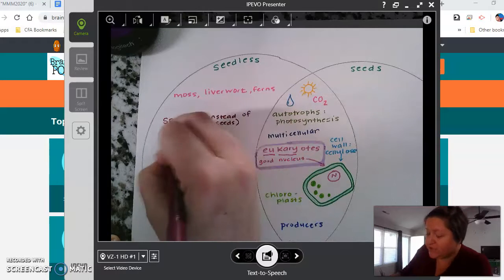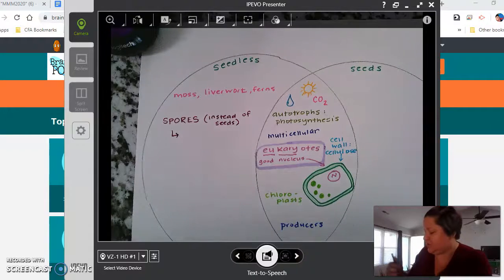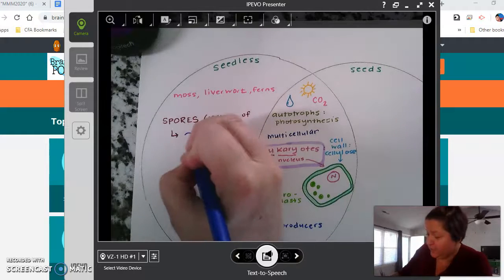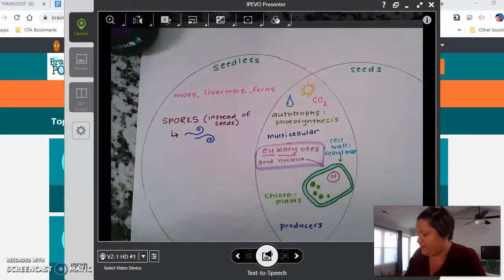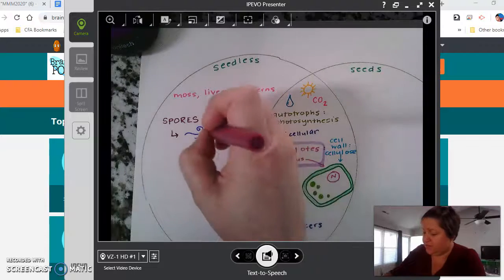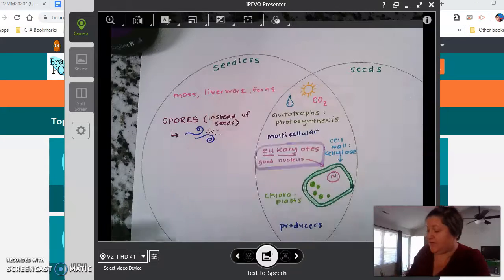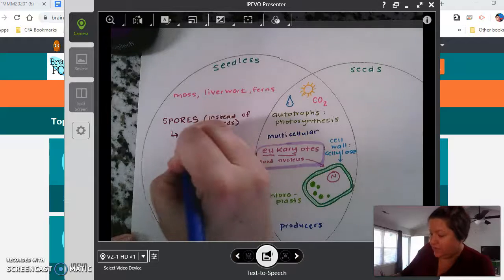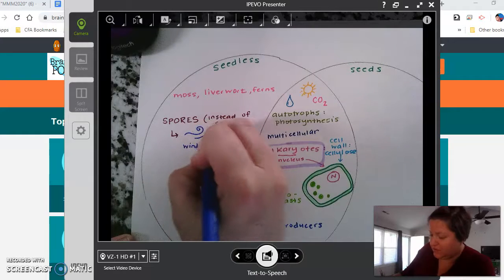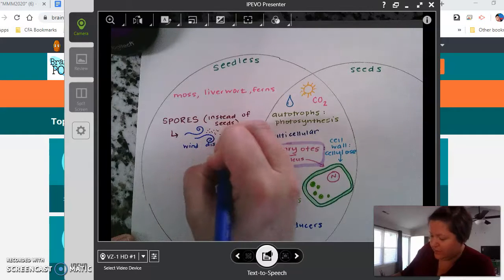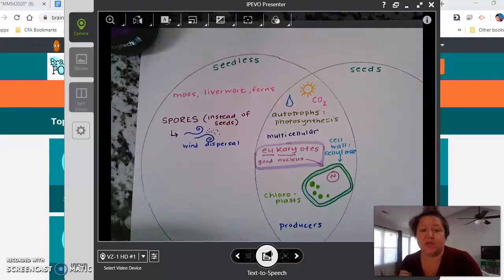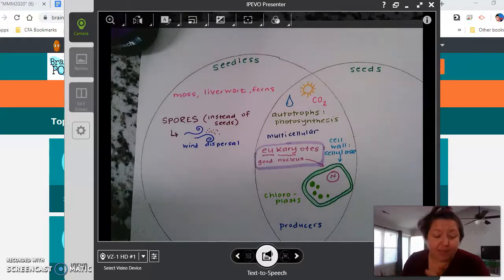And these spores depend on wind dispersal. So I don't know, how do you draw wind? We'll draw it like this. Woo. And then your little spores might be just blowing in the wind. Does that look like wind dispersal? Remember, if you can't tell what your drawings are, it's a good idea to label them. Wind dispersal. Okay, so hopefully I spelled that right.